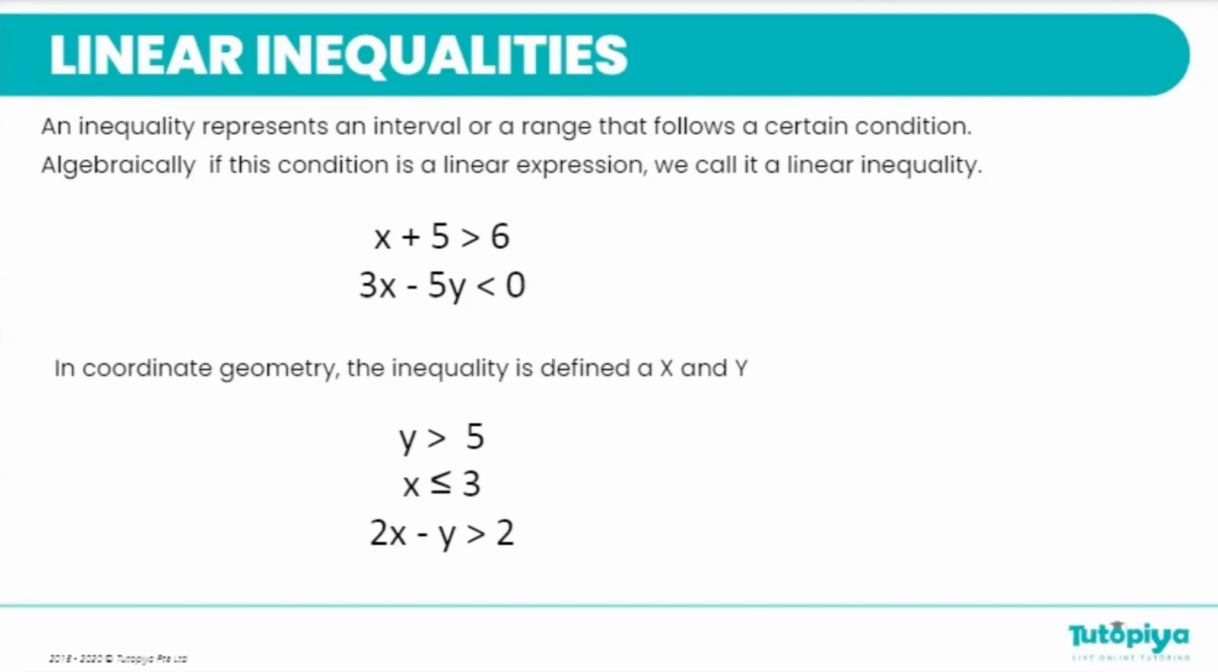When we deal with linear inequalities in coordinate geometry, these inequalities are defined by an x and a y, and these represent the x coordinates and the y coordinates of the axes. So these are some examples that we can have when we define inequalities in coordinate geometry. This is y is greater than 5. This is x is less than or equal to 3. This is 2x minus y is greater than 2. And because all of these are linear inequalities, when you plot them on a graph, you're going to get perfectly straight lines.